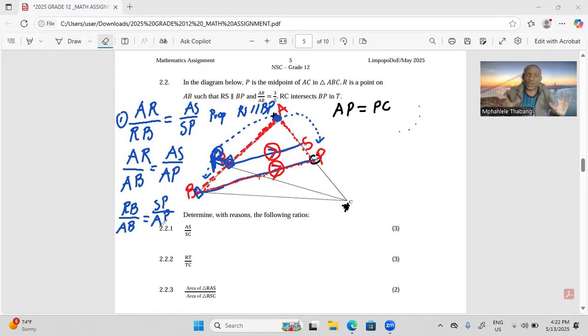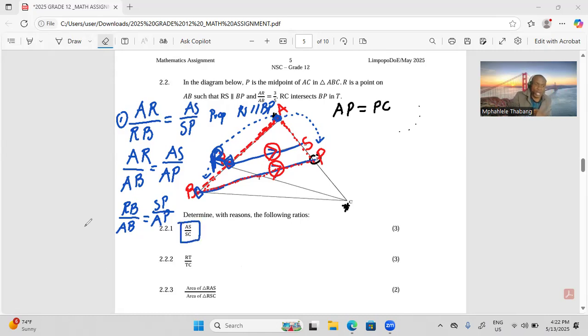So, okay, I was just introducing you to the idea of the prop theorem. I've not yet started solving any of this question, 2.2.1, 2.2.2, 2.2.3. I've not yet started attempting the question. I'm just explaining mathematical ideas that come from the diagram. Okay? Now let's go and solve the problem actually. Let us try to find AS over SC.